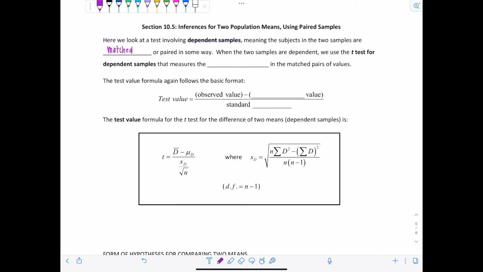We want this. When the two samples are dependent, we use the t-test for dependent samples that measures the differences. So you're going to be subtracting in the matched pairs of values. So for example, if you wanted to study a before and after effect, or something where you want the two samples to be correlated or paired up in some way. Okay, and the test value formula again follows the basic format of observed value minus expected value divided by your standard deviation.